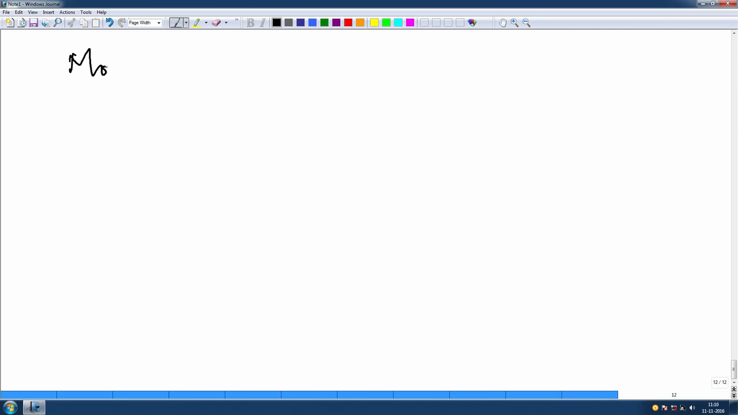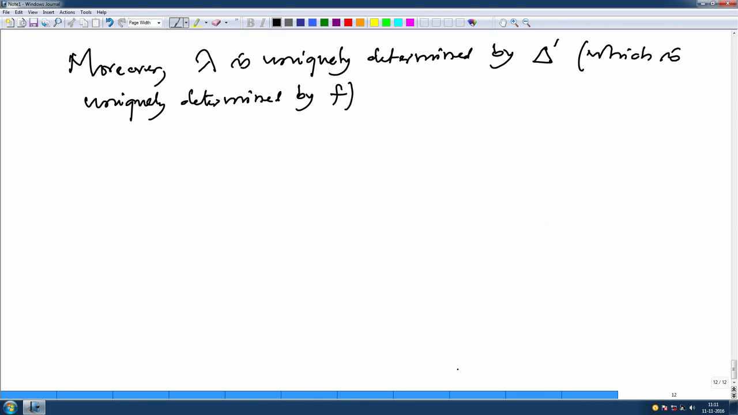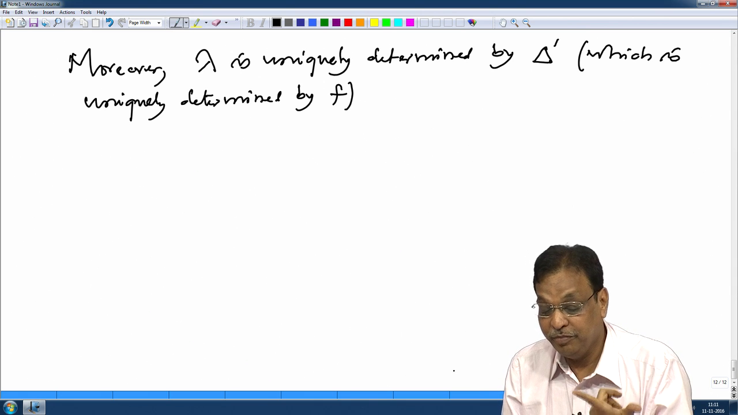Moreover, lambda is uniquely determined by delta prime, but delta prime is uniquely determined by f. So, this lambda is uniquely determined by f, and not only that, it does not depend on delta.